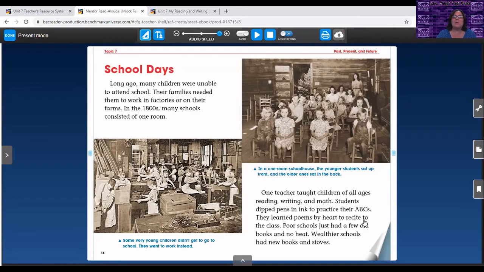Does anybody know what the word recite means? It means you learned it and you shared it out loud with your class. And then it said some schools had no heat and few books, while wealthier ones had a stove. Oh my goodness, we don't have a stove now, do we? No, they used the stove to heat the classroom. Now we have a heater and air conditioning for when it's hot to keep us cool.